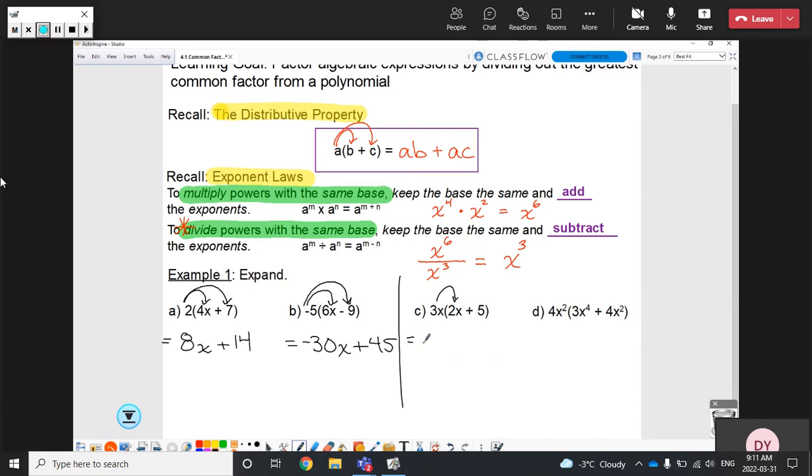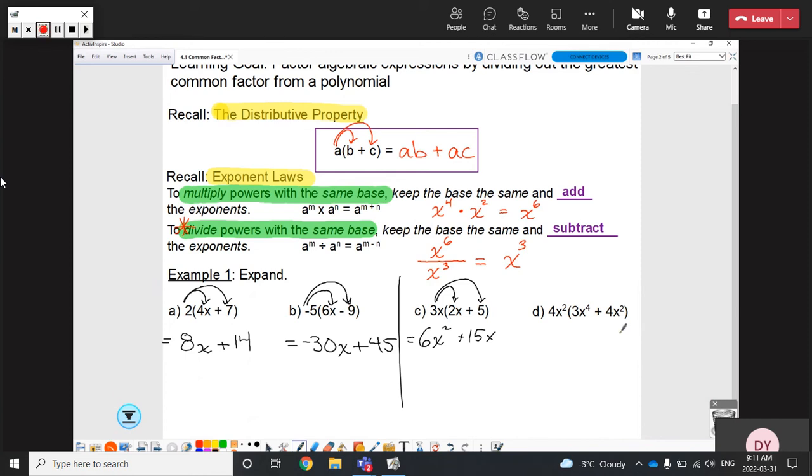3x times 2x, remember we multiply the numbers, so we get 6, and when we multiply the x times the x, we're going to add those exponents, right? 1 plus 1 will give us x to the exponent 2. And then we do 3x times 5, and that is 15x. Good? Okay?